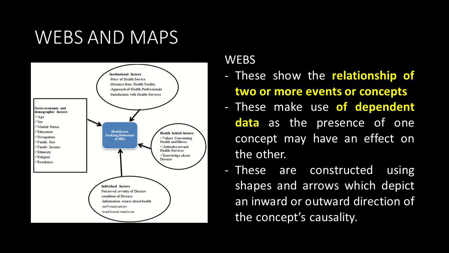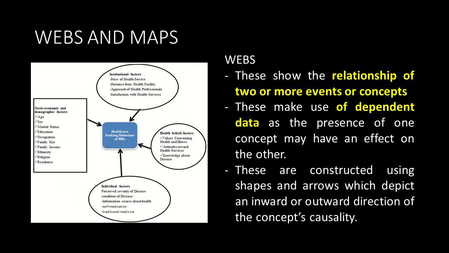The arrows are going to depict the relationship, whether the relationship is going inward or it is going outward. In the example provided, the relationship depicted is inward. What does that mean? It means that the factors you can find on the outside, such as institutional factors, health beliefs factors, individual factors, and socio-economic and demographic factors, cause the existence of the central idea.